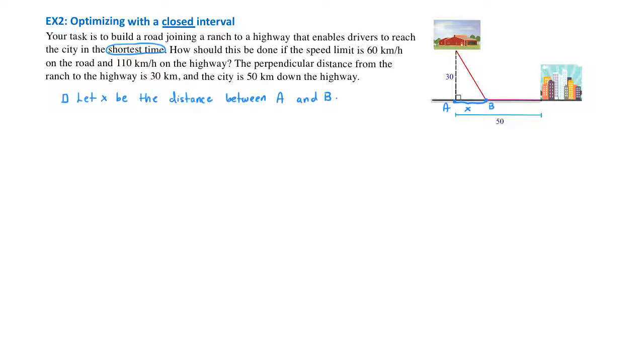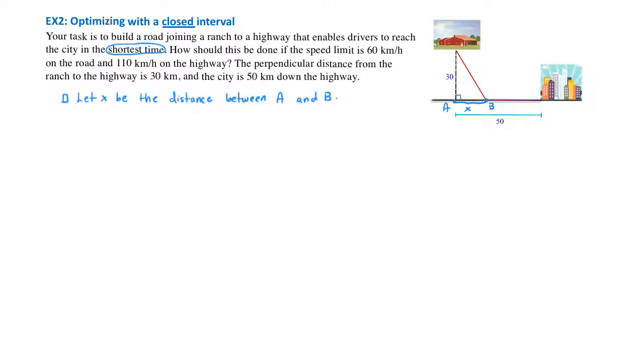So let's break this up into two components. Let's try to find the time that it will take to travel along the road, given that we know the speed on the road, and then the time that it will take to travel along the highway, because we also know the speed. Then we're going to join the two together, and that is going to be our time function. And then we're going to try to minimize it so that we find the best possible combination. But in order to do that, why don't we first find the distance traveled along the road?